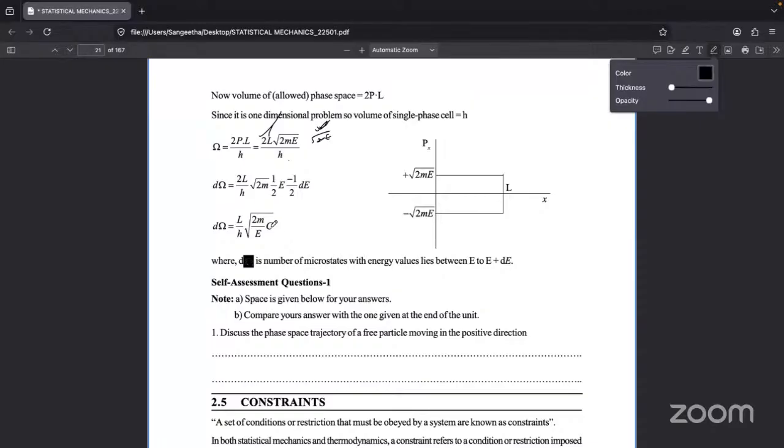It is not C, it is not the under root of 2m by e times of C. Please correct this. It is L by H under root of 2m by e times of DE. The mistake is here: it is not C, it is DE.